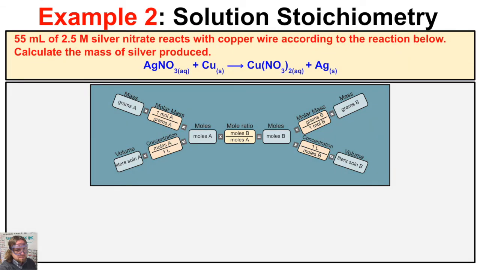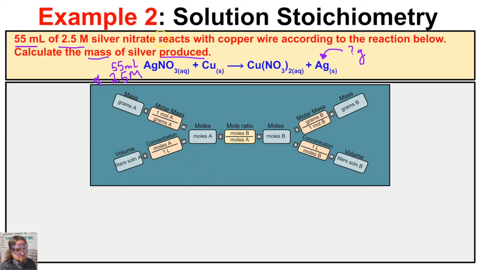In our second example, it says 55 milliliters of 2.5 molar silver nitrate reacts with copper wire according to the reaction below. We have to calculate the mass of silver produced. So it looks like we want to figure out the mass, or the amount of grams of silver that will be produced if we have 55 milliliters of a solution of silver nitrate that has a concentration of 2.5 moles per liter.